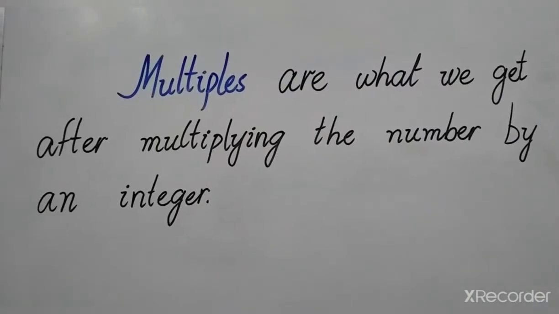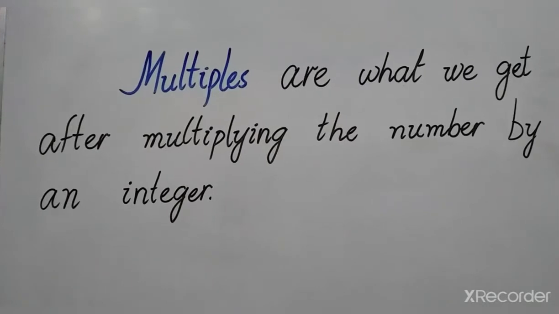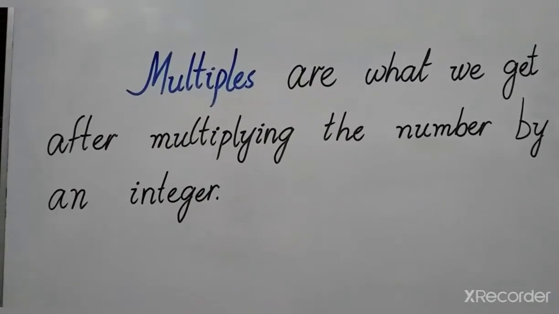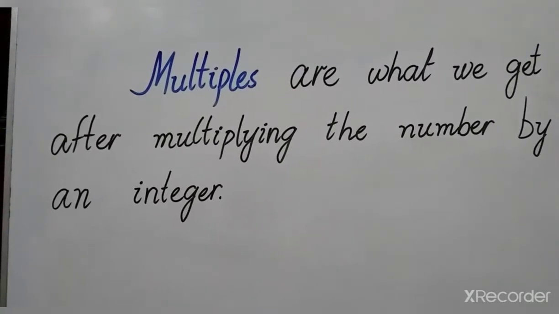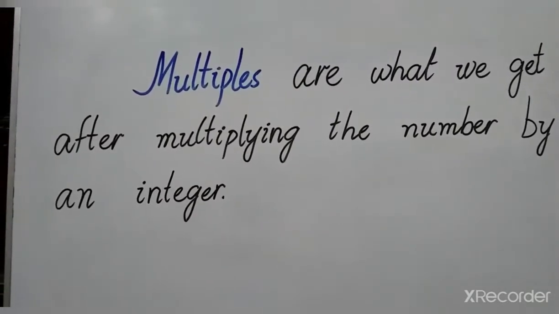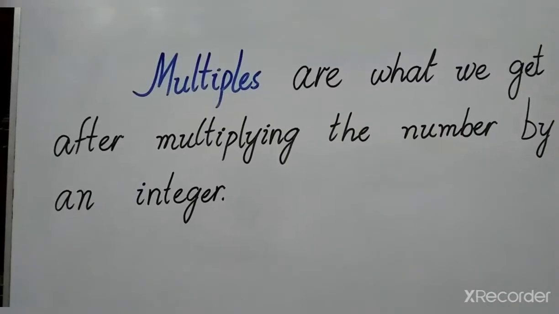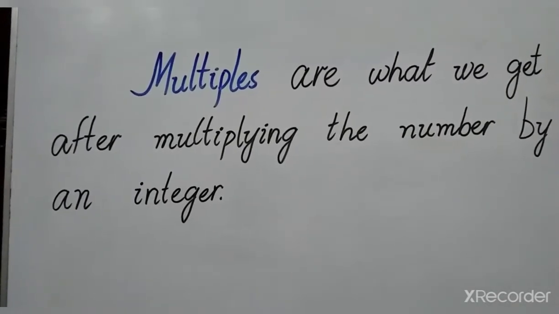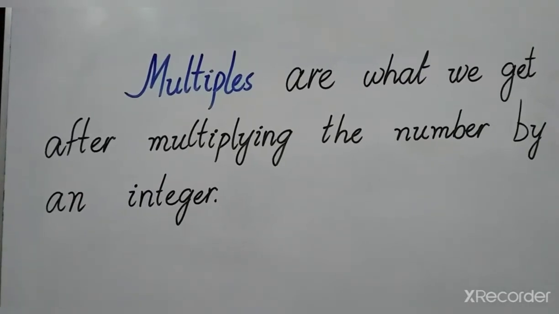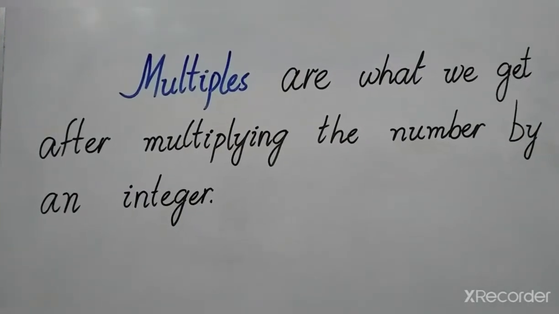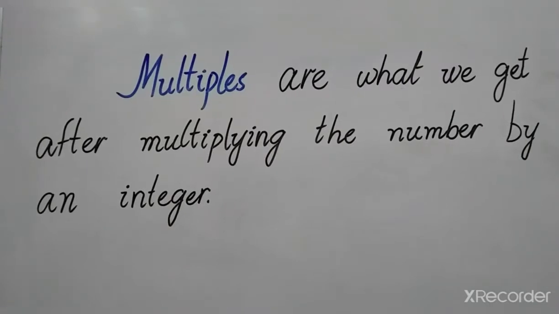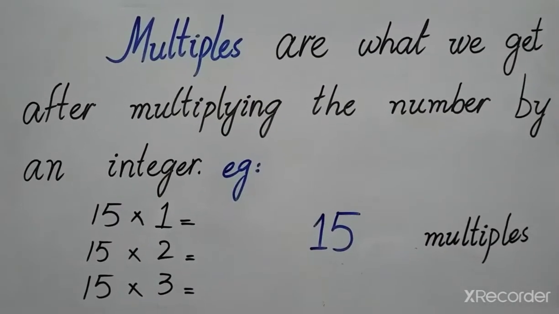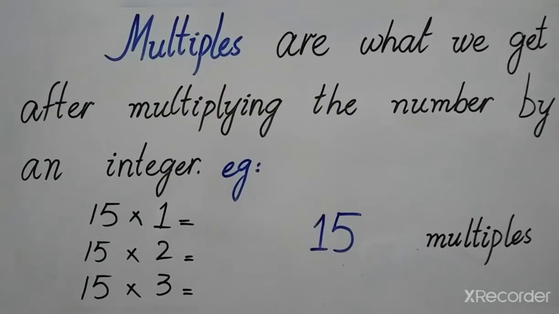Now let's discuss what are multiples. Obviously multiplication is involved in this. So multiples are what we get after multiplying the number by an integer. The answer is called multiple, which we get by multiplying any number by an integer. दो नंबर्स को मल्टीप्लाई करने के बाद जो आंसर हमें हासिल होता है उसे हम मल्टीपल्स कहते हैं. Now this will be more understandable for you with the help of this example.